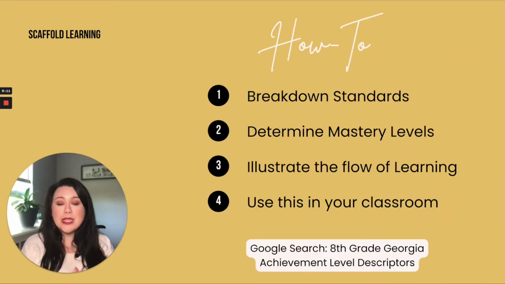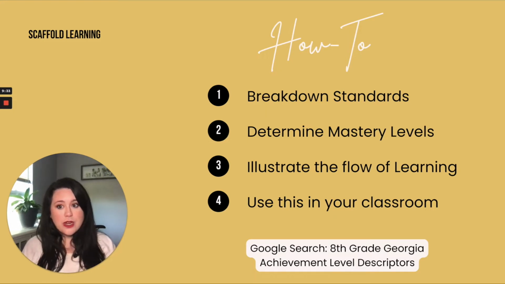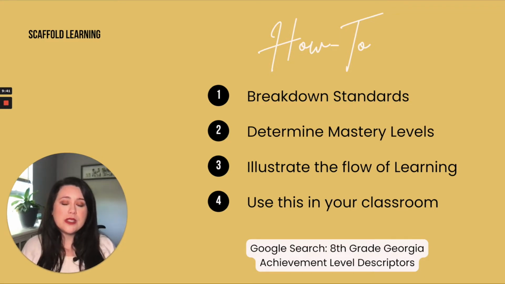So here is our how-to. First things first, we're going to have to break down the standard. You, as a teacher, are going to have to know, where are the students going? We need to figure out their learning targets. To do that, we have to break down the standards. So once you're able to break down the standards and know the expectations of those standards, where are we going, then you can determine the mastery levels. The mastery levels is really where you're going to see the scaffolding process.